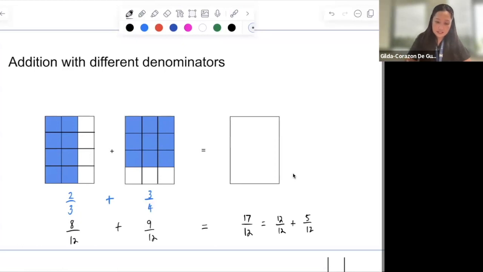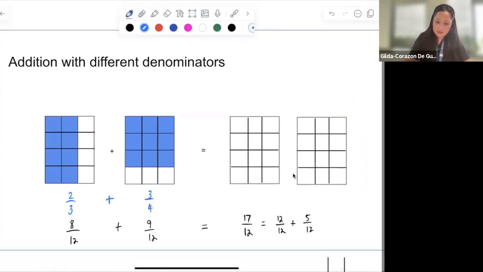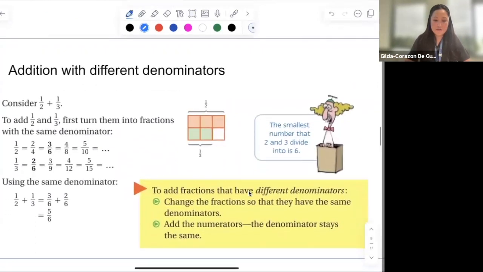So what that might look like is this. Now I have 12 out of 12, I can just color in the whole thing, but I have 5 more: 1, 2, 3, 4, 5. You could probably say that if we're adding fractions with different denominators, what we need to do is come up with a way to rename each of the fractions so that they have the same denominators. So that if we are to add fractions that have different denominators, we change the fractions so that they have the same denominators, add the numerators, and the denominators stay the same.